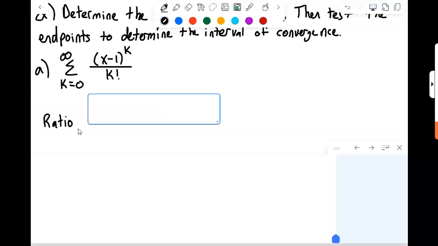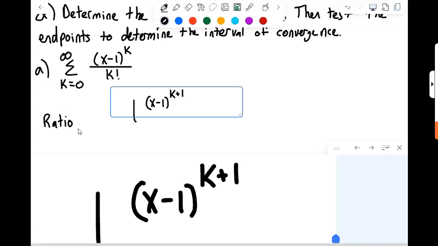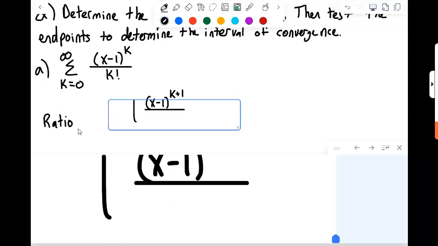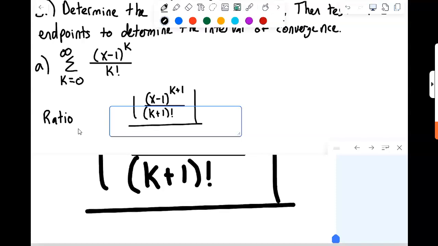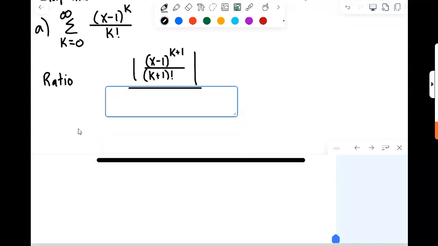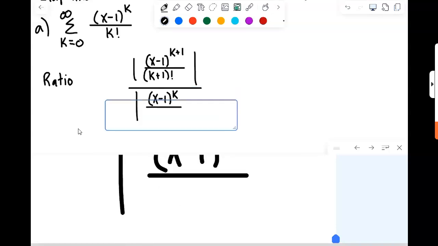So remember the way that works. We're going to be looking at the limit of the ratio. So I'm going to start computing that ratio first. So the k plus 1 term, that'll be x minus 1 to the k plus 1 over k plus 1 factorial. Again, that's absolute value of all that, divided by absolute value of x minus 1 to the k over k factorial.